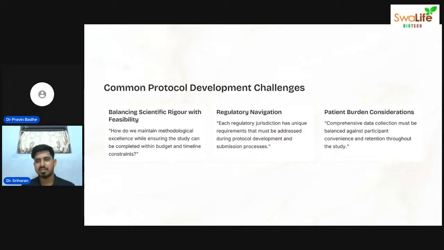Patient burden consideration. When we do research over a long period or under timeline constraints, it also becomes a burden to the patient. So patient burden has to be considered. These are the main challenges.